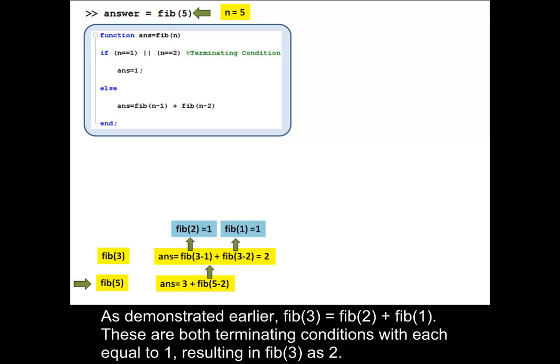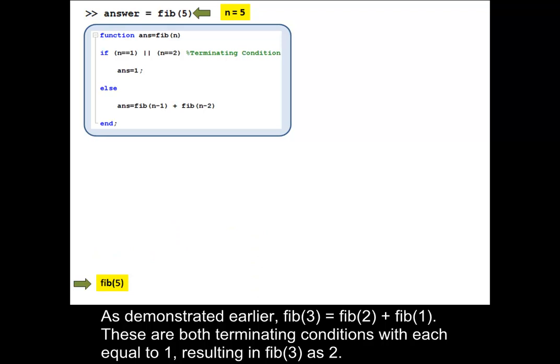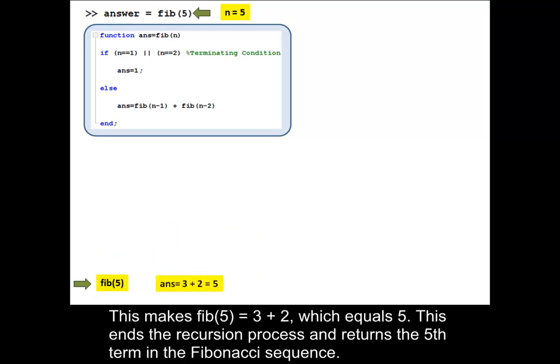As demonstrated earlier, fib(3) equals fib(2) plus fib(1). These are both terminating conditions with each equal to 1, resulting in fib(3) as 2. This makes fib(5) equal to 3 plus 2, which equals 5. This ends the recursion process and returns the fifth term in a Fibonacci sequence.